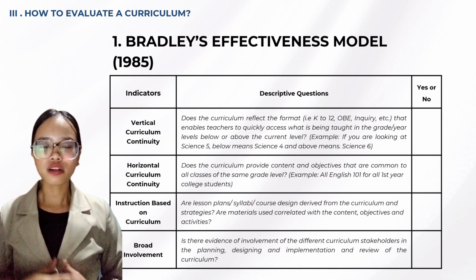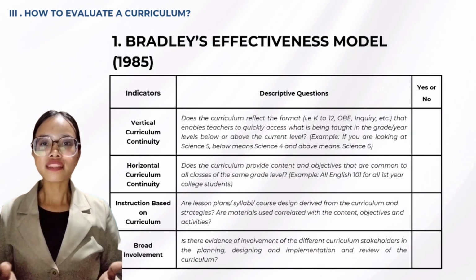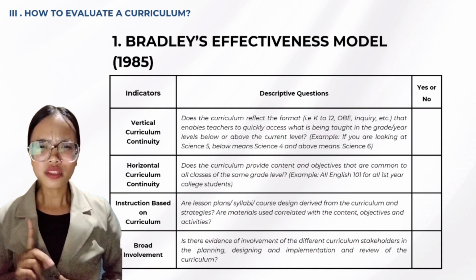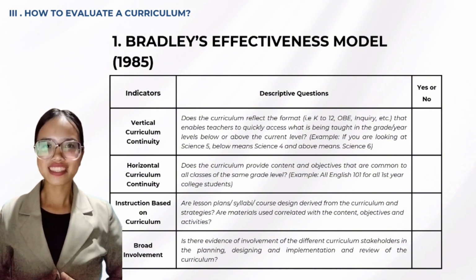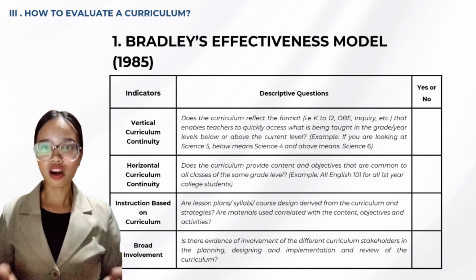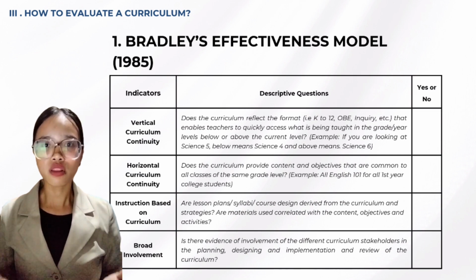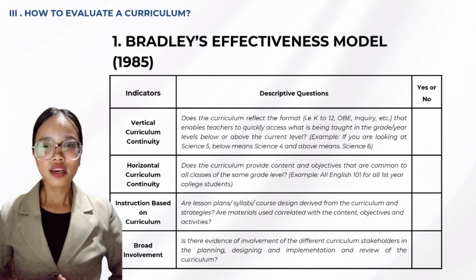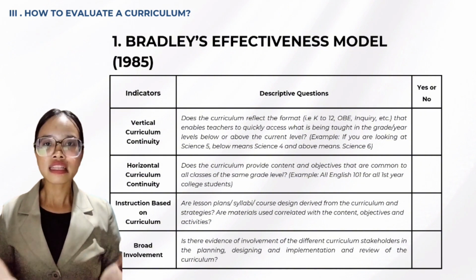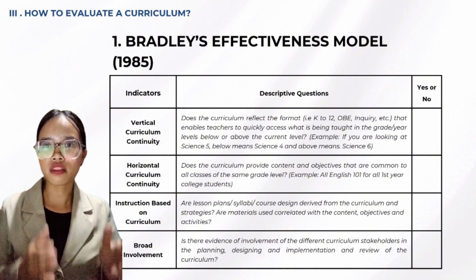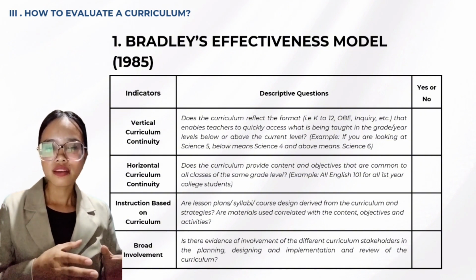Let's take a look at some of these indicators. First, the vertical curriculum continuity. This indicator asks, does the curriculum reflect a format that enables teachers to quickly see what is being taught in grade levels below or above the current one? So this question checks if there's a clear progression and connection between the different grade levels.